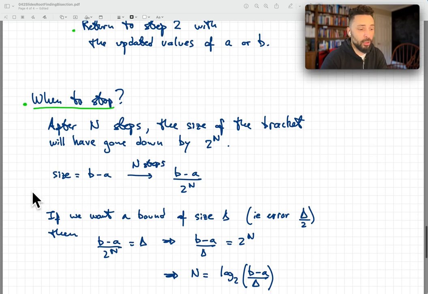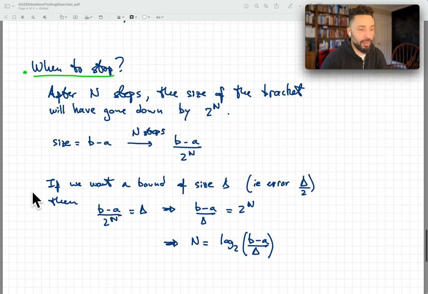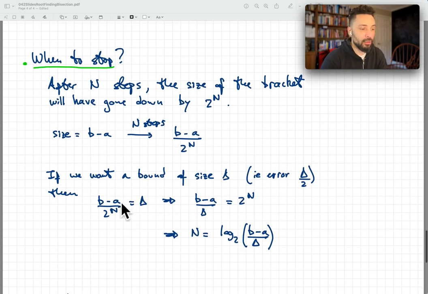Now, if we want bounds on the root of size delta, so an error of size delta over 2, then what we want is to target the size of the interval that is of size delta. And so b minus a divided by 2 to the n, for some high enough n, is going to match that delta or go below that delta. If you solve for n, you put 2 to the n on one side of the equation, you divide by delta, and you take the logarithm base 2 on both sides, then you get that n has to be the log base 2 of b minus a divided by delta.